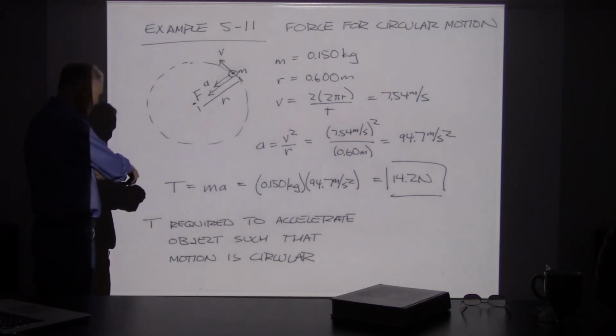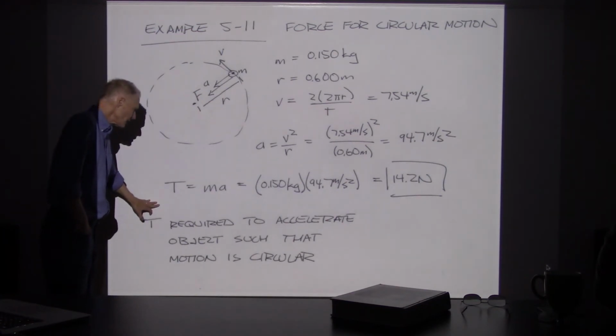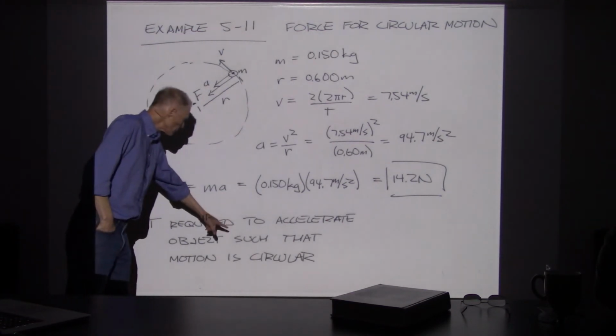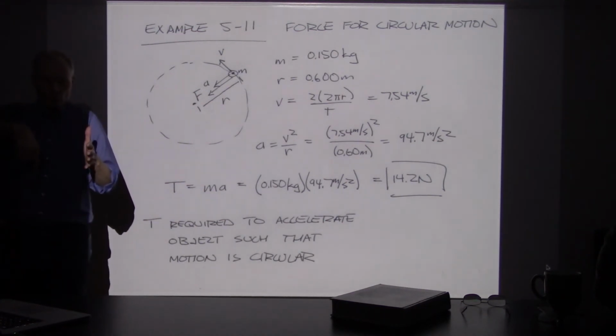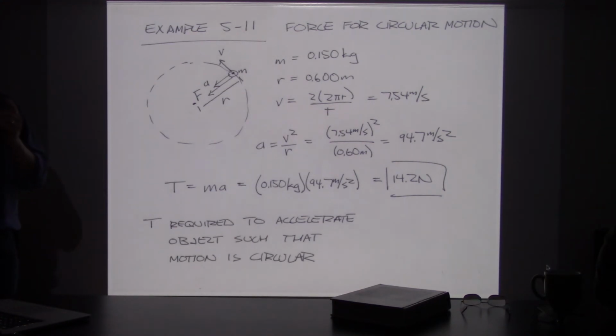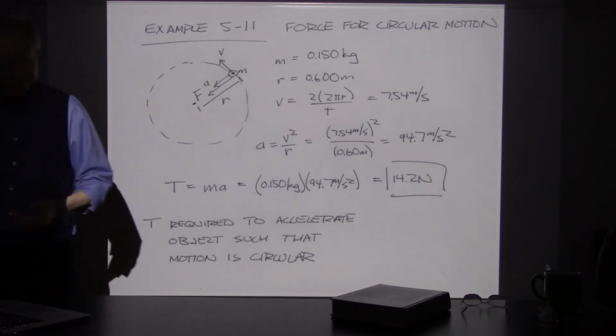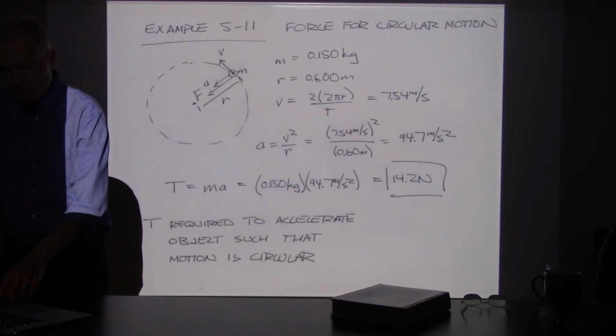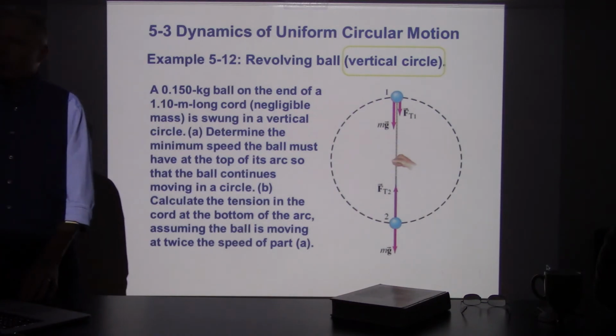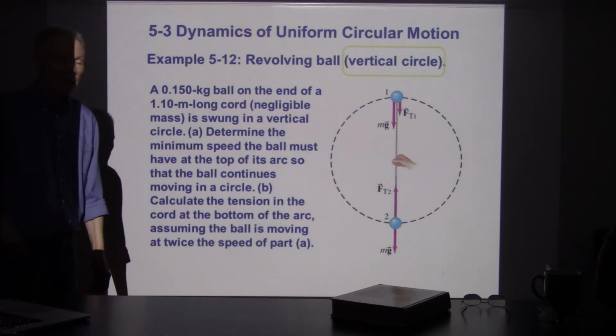And just a statement down here, that tension is required to make sure that the object stays in circular motion, otherwise it'll just go off into straight line motion. So that's it. That's the first example of calculating a force. That looks pretty good. Ooh, here's something that's more complicated.